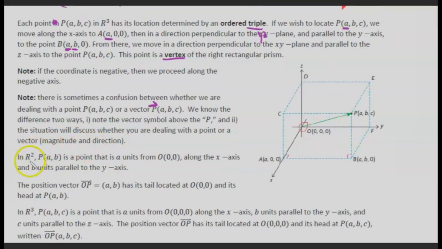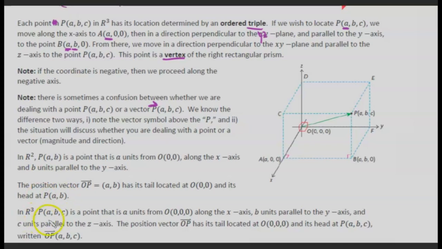So in R squared, point AB is a point that is A units from the origin along the x-axis and B units parallel to the y-axis. Okay, so in the y direction. And the position vector OP, which is AB, has its tail located at the origin and its head at the point AB.